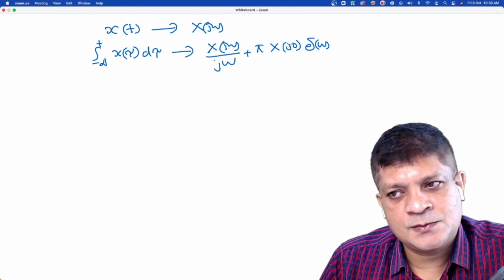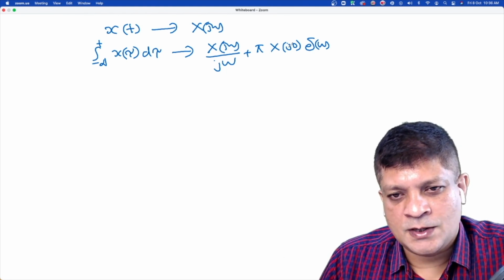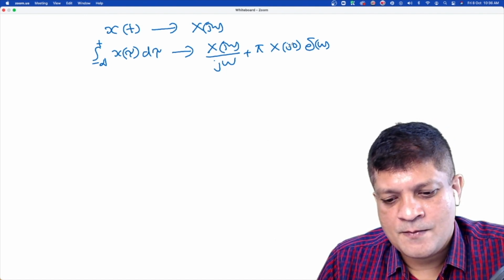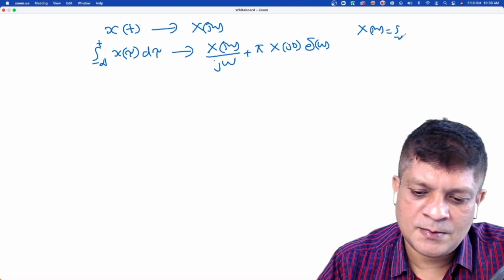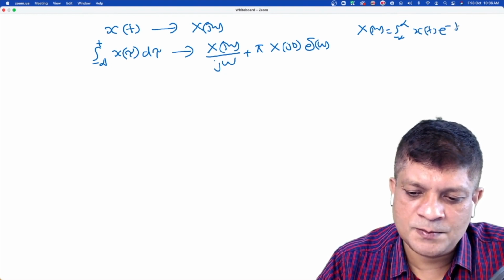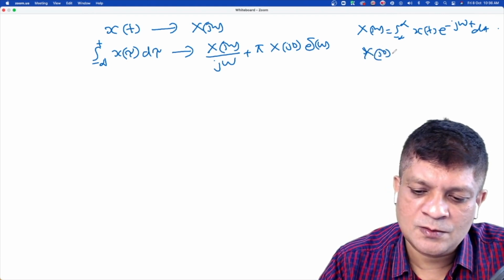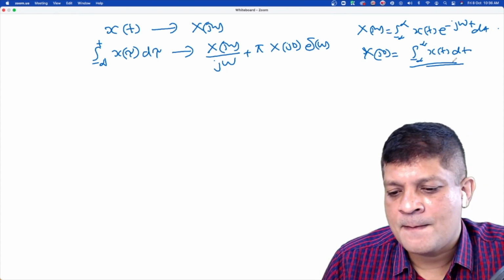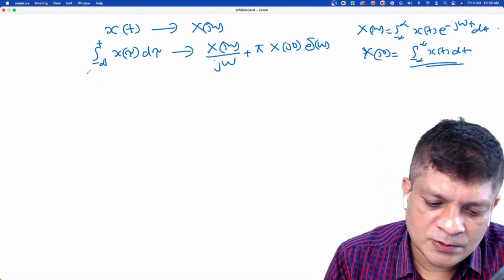What is X(j0)? How is it related to x(t)? What is X(jω)? It is the integral from minus infinity to infinity of x(t) e to the power minus jωt dt, isn't it? What is X(j0)? Is it the area under x(t)? It is the area under x(t), isn't it? Okay, so this is the integration property.